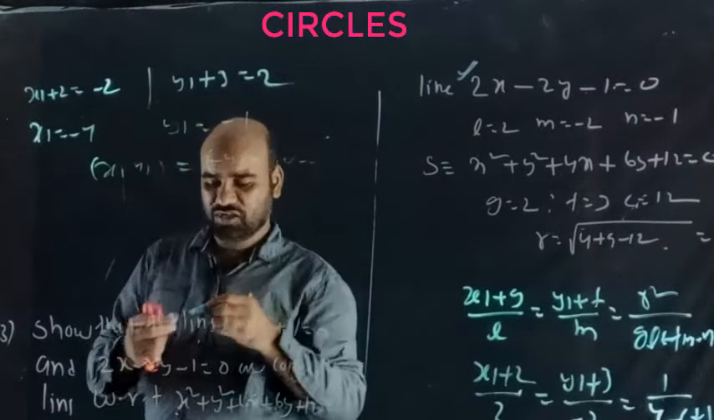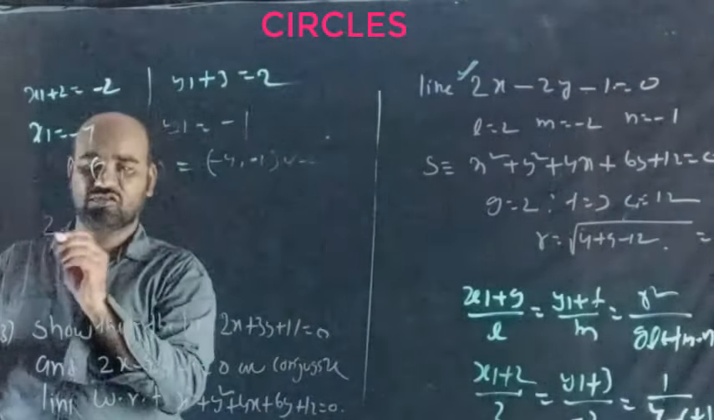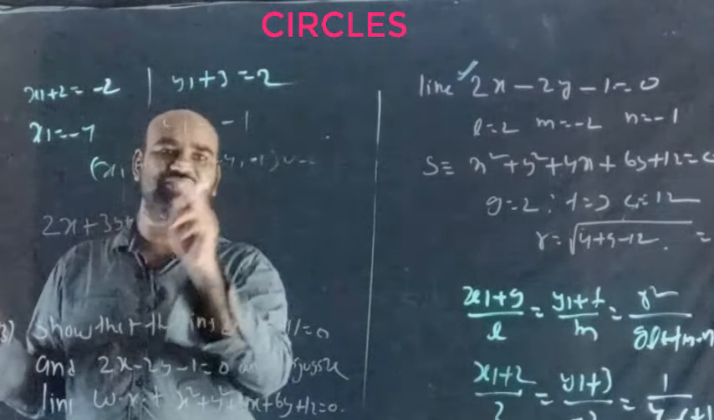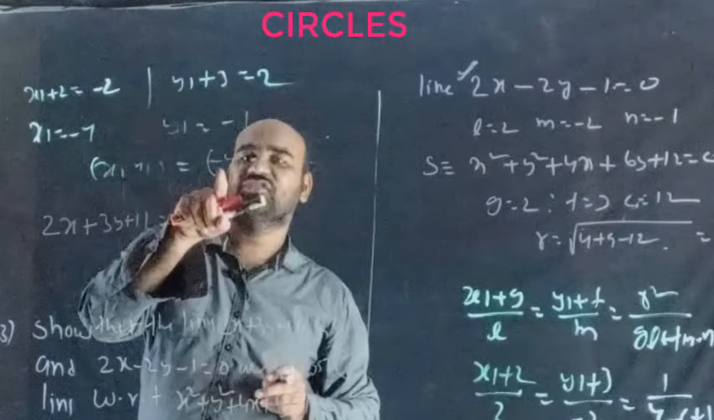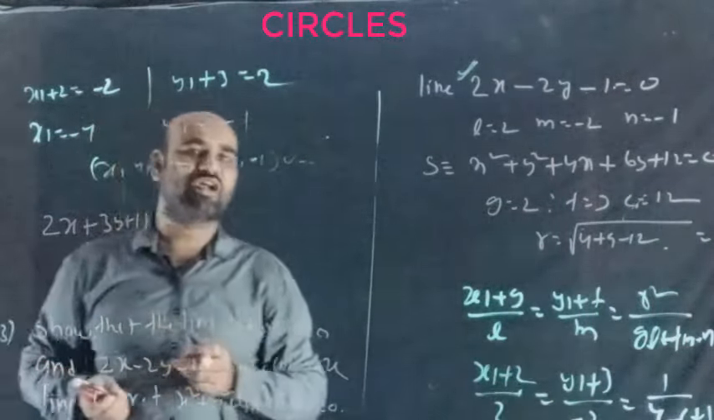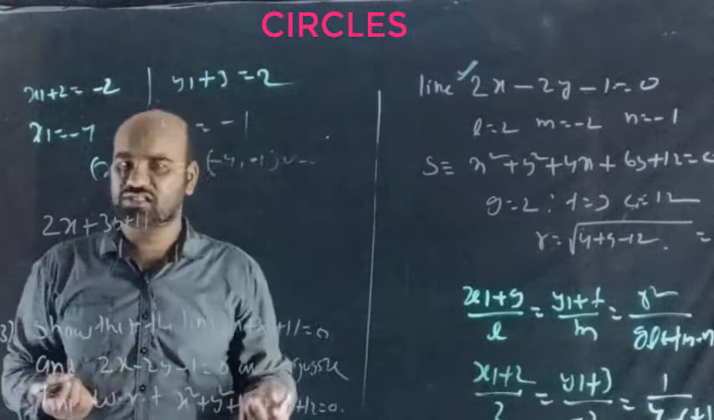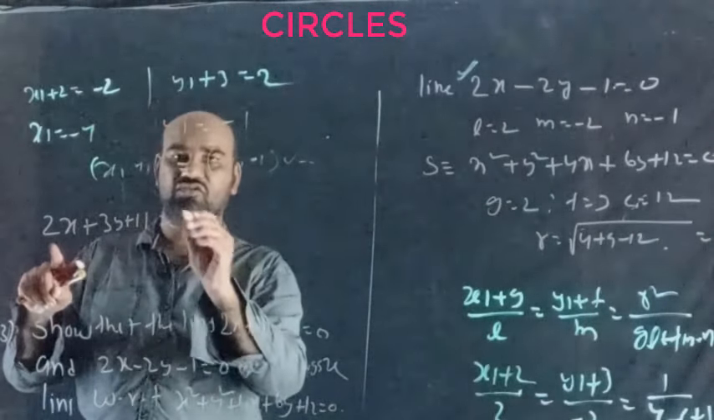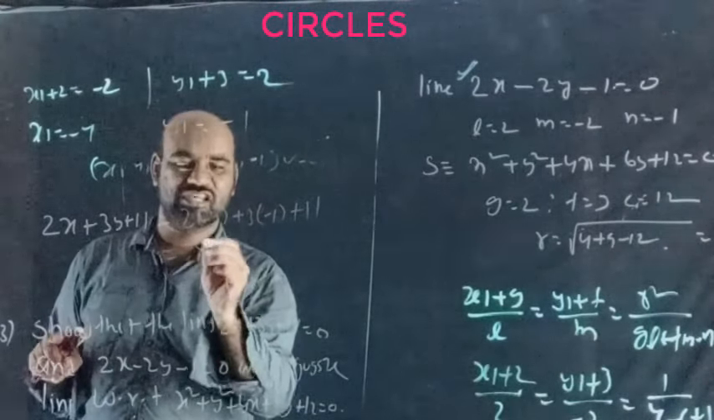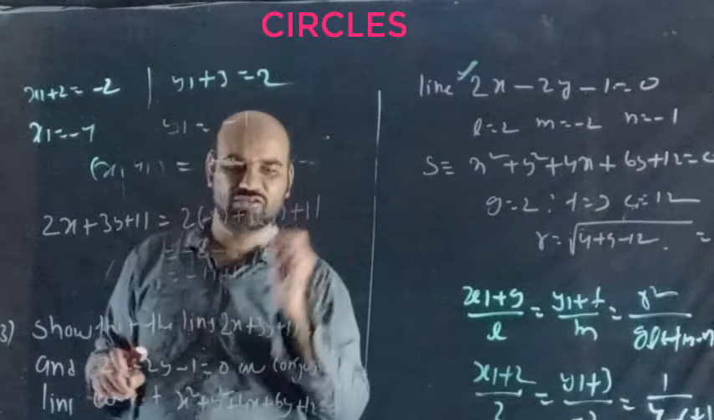Now you want to check whether the second line will satisfy that point or not. So take the expression 2x plus 3y plus 11. If this expression satisfies this point, meaning after substituting minus 4 for x and minus 1 for y you get 0, then you can say that (minus 4, minus 1) is a point on this line. After that you can conclude that the given lines are conjugate lines, otherwise they are not conjugate to each other. So 2 into minus 4 plus 3 into minus 1 plus 11 is minus 8 minus 3 plus 11, minus 11 plus 11 equals 0.